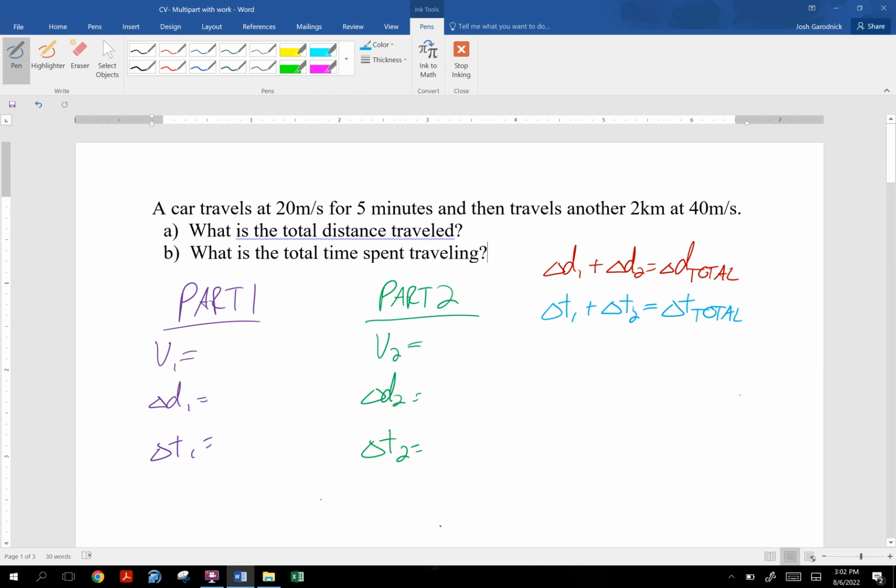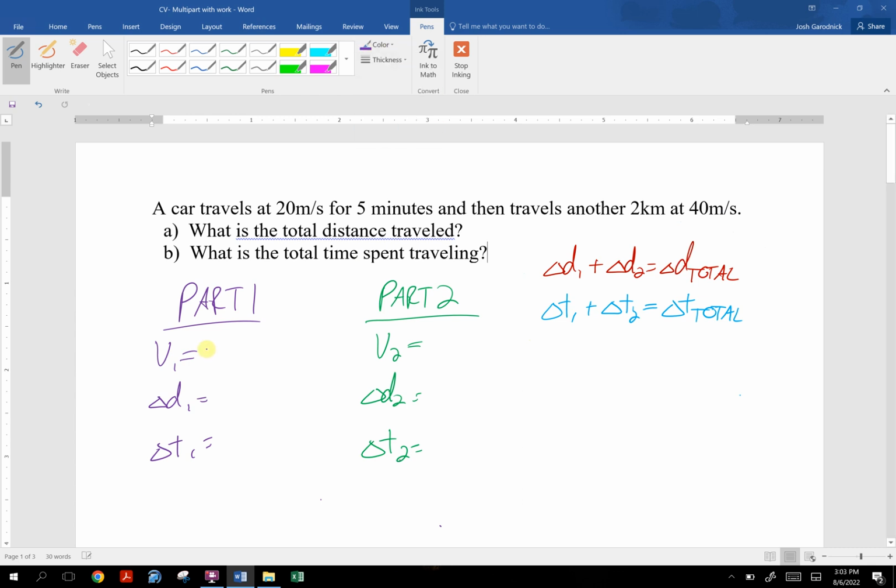Again, it might seem obvious, and this problem happens to be very straightforward. But if problems become more complicated, depending on what you're given as your initial conditions and the variables provided, you may forget about these 2 expressions right here, and they're the key to solving the problem. So, may I suggest writing it out? All right, let's fill in what we know.